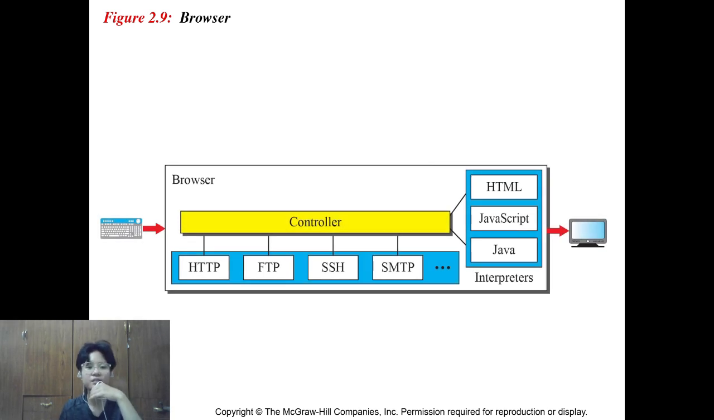Picture 2.9 is a browser. You can see this one, from keyboard to the process. A browser has a controller, HTTP, FTP, SSH, SMTP, and the client protocols, and the interpreters are HTML, JavaScript, and Java. And then when finally processed, it is sent to display on the screen.